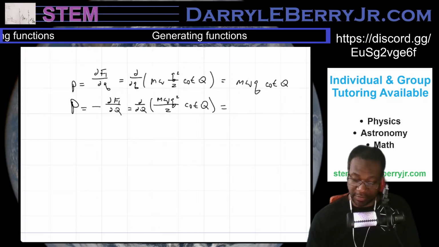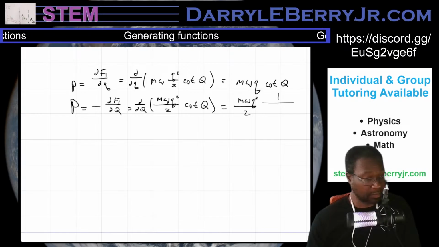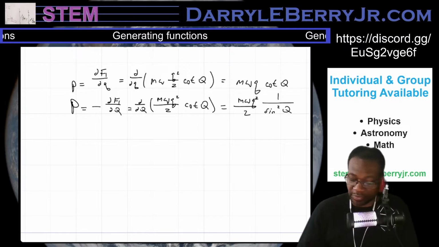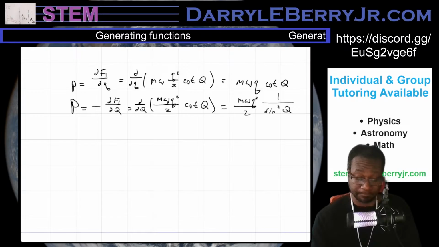I'll just say this is m omega q squared over 2 and 1 over sine squared Q. So that means that the derivative of cotangent of Q is negative 1 over sine squared Q, so it's to cancel out our negative sign. This is 9.38.